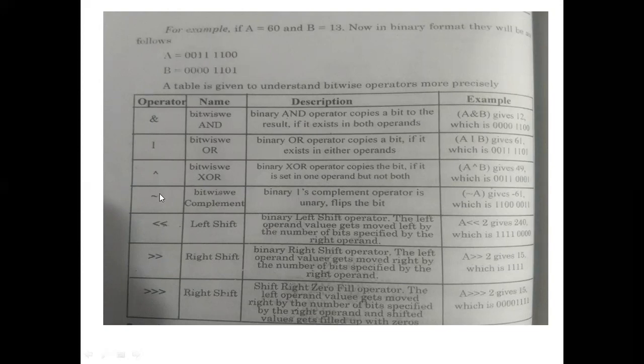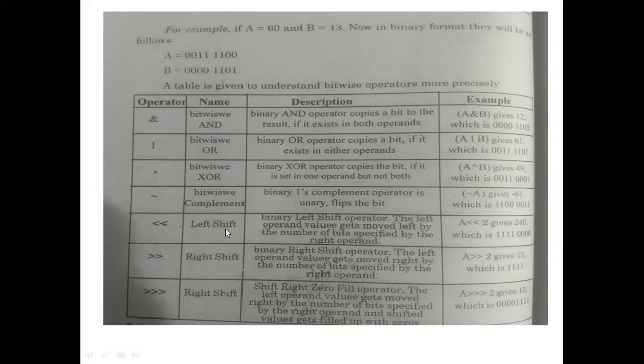Next, bitwise complement. What does bitwise complement do? If I write the bitwise complement of A, that means each bit of A will be reversed. 0 will be 1, 0 will be 1, 1 will be 0, 1 will be 0, 1 will be 0, 1 will be 0, 0 will be 1, 1, 0 will be 1. So this is my binary value. If I convert it into decimal, it will give you 61.